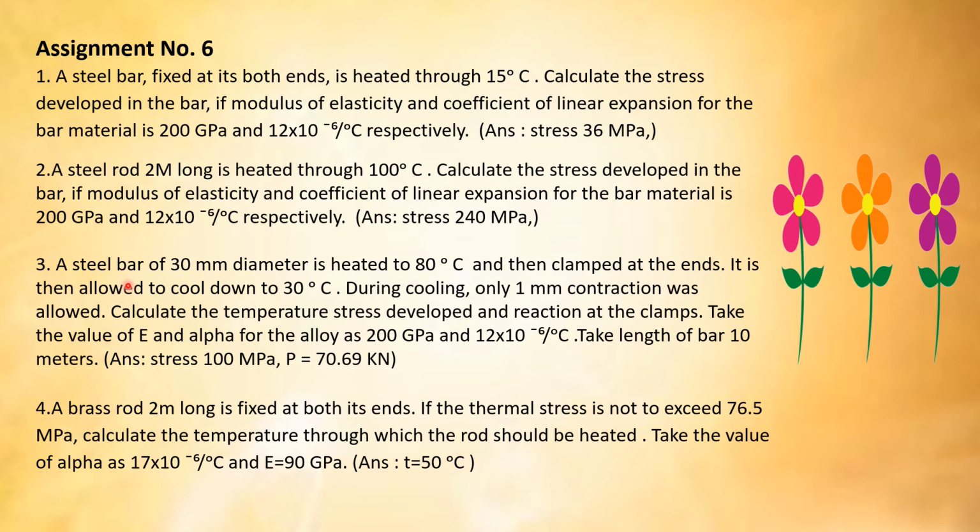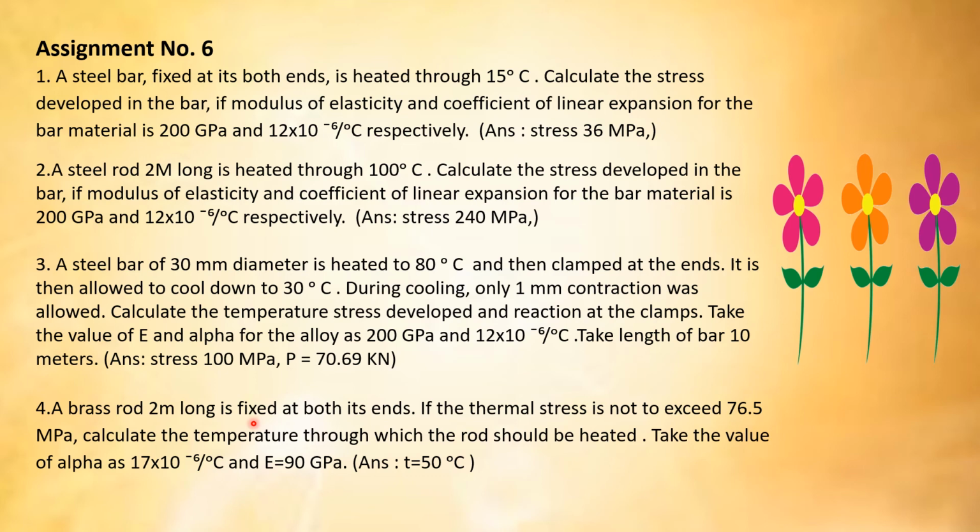Question number 3. A steel bar of 30 mm diameter is heated to 80 degrees Celsius and then clamped at the ends. It is then allowed to cool down to 30 degrees Celsius. During cooling, only 1 mm contraction was allowed. Calculate the temperature, stress developed and reaction at the clamps. Take the value of E and alpha for the alloy as 200 GPa and 12 × 10^-6 per degree Celsius. Take length of the bar as 10 meter. Stress is equal to 100 megapascal and P, the force, is 70.69 kilonewton. Try whether you get the same answer or what is your answer.